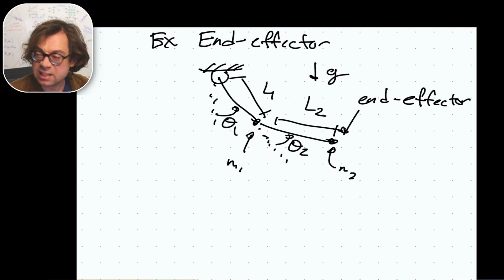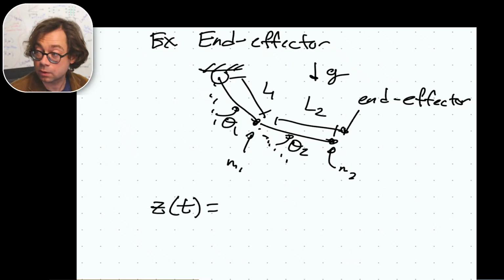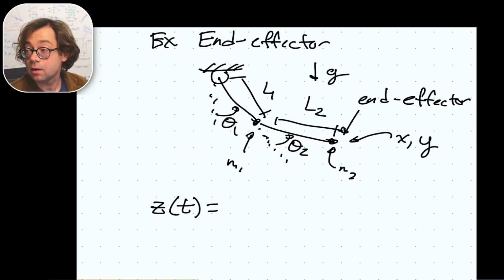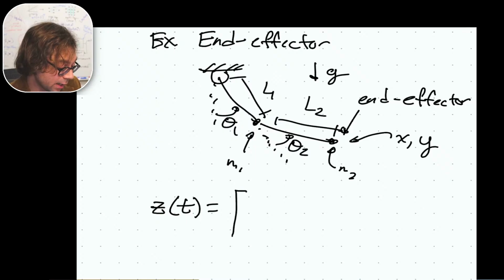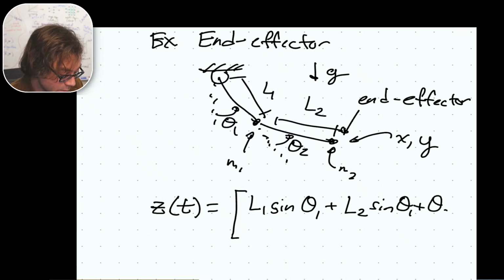Well, you could say that your task space, this end effector, let's say that Z of T is just going to be the vertical and horizontal coordinate, the Cartesian coordinate right there, X and Y, of the end effector. So let's write that as a vector. Your X coordinate is going to be L1 sine of theta 1, because again, the angle is oriented down like that, plus L2 sine of theta 1 plus theta 2.